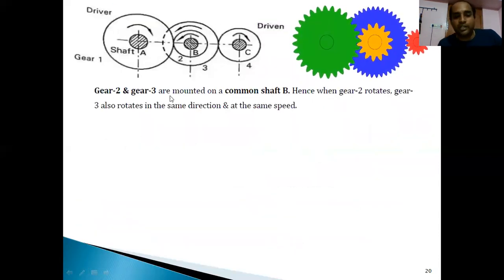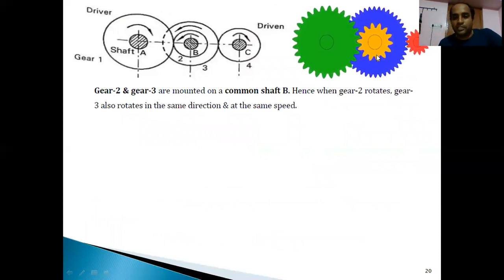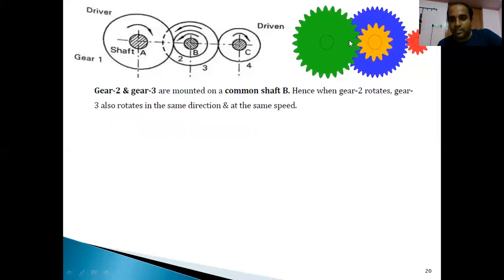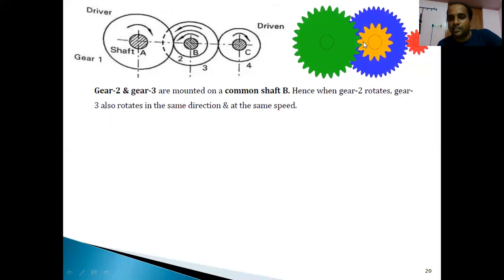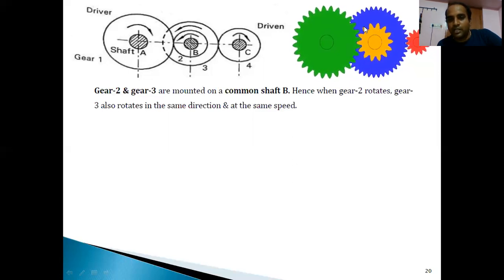See, gear 2 and gear 3 are mounted on the same shaft, that is B itself. If you observe in this picture also, you can see carefully. If you assume this as gear 1 on shaft A, it is giving its energy to gear 2 present on shaft B. See, how many teeth are there if you count here? 1, 2, 3, 4, 5, 6, 7, 8, 9, 10, 11, 12. Around 14 teeth are present on the smaller diameter circle.